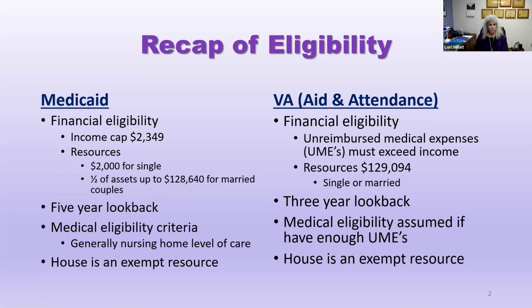Even single people are allowed to have $129,094 in resources for VA purposes. And I think that's going to go up next year because of the COLA increase as well. Instead of a 5-year look back, the VA has a 3-year look back. And medical eligibility is assumed if you have enough UMEs. And just like Medicaid, the VA says your house is an exempt resource, although it has a few more little persnickety rules, but again, that's beyond the scope of what we're talking about today.